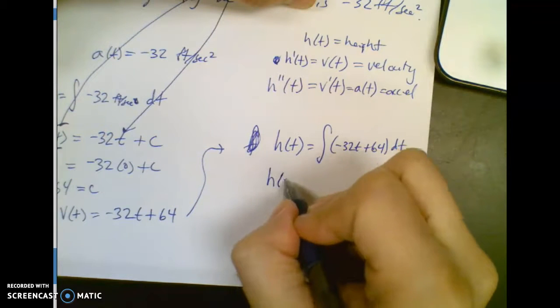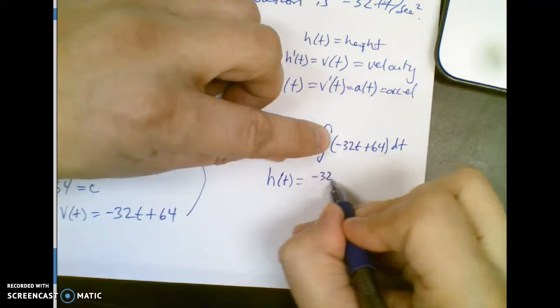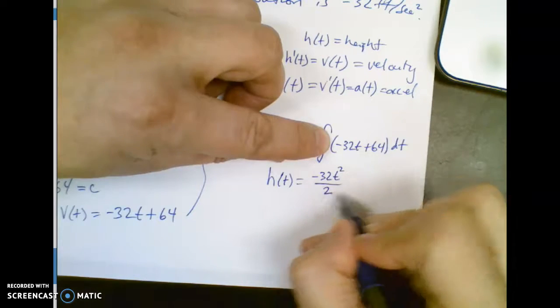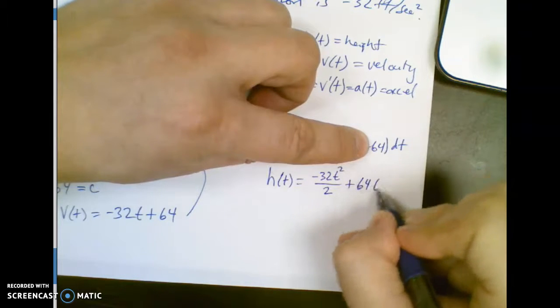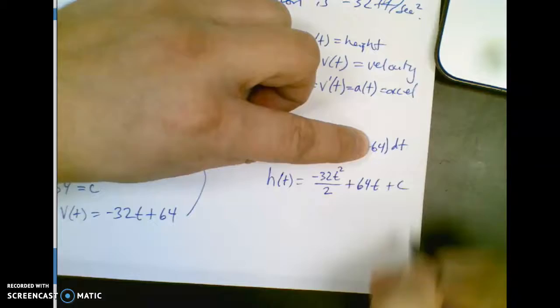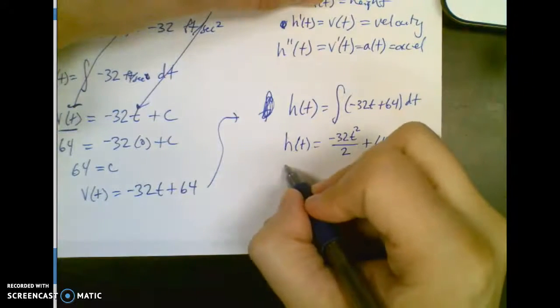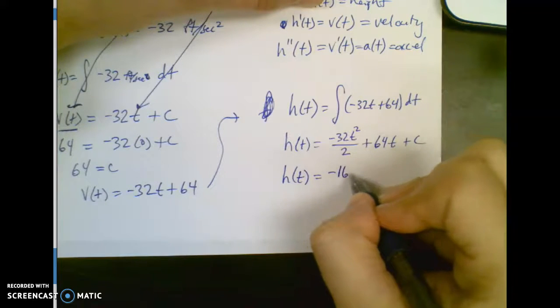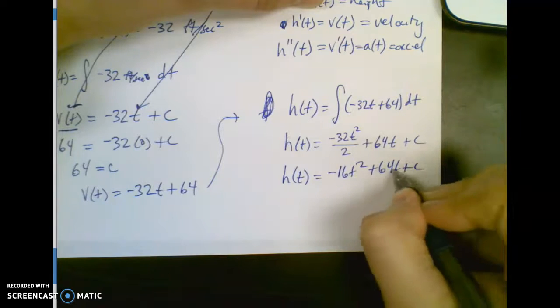And my function is going to look like this. Raise the power up 1, so it's t squared, divide by the new exponent, and then I raise the power up 1, and then I need a plus c. So my height is going to be this equation. I'm going to clean it up a little because I know what 32 divided by 2 is. -16t squared plus 64t plus c.